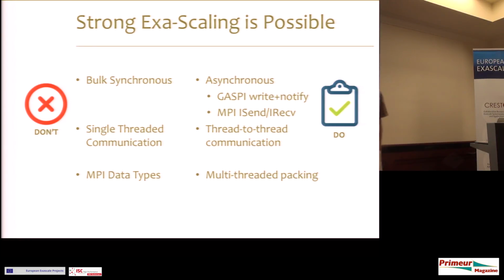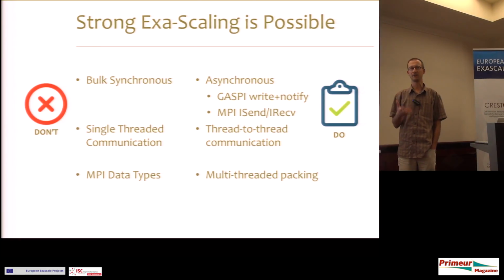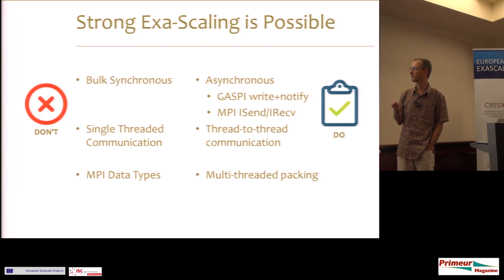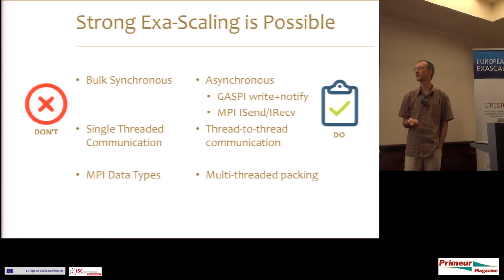And the third bottleneck that we found is that MPI data types are becoming a significant bottleneck. It's related to the second one, because these MPI data types, especially if you have complex data types, are usually evaluated, packed, and unpacked in a single-threaded way.